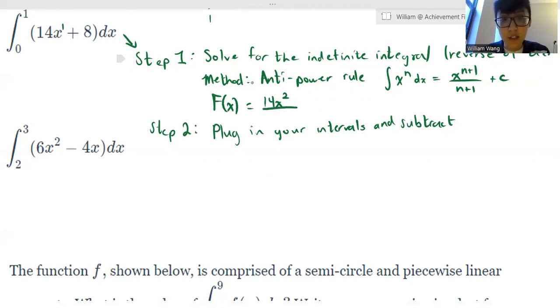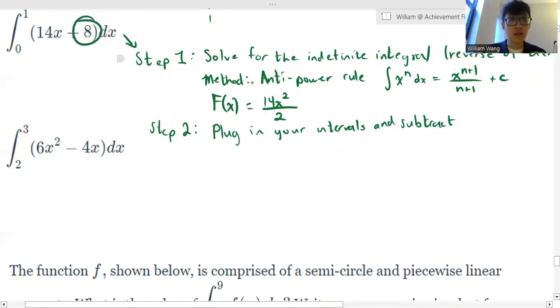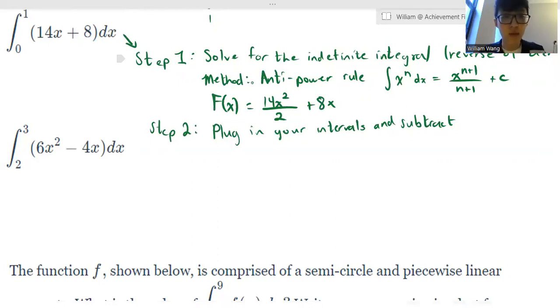Right, so 14x squared divided by 2. Then I'm going to take the integral of 8, and that one we actually, mentally, just apply what I know about integrals. The integral of 8 should be 8x, because I'm thinking, 8 is the derivative of what? I don't really apply the anti-power rule for that.